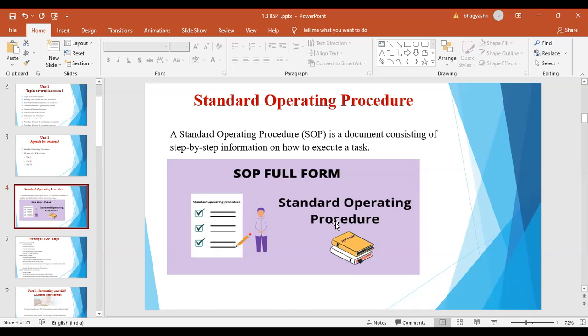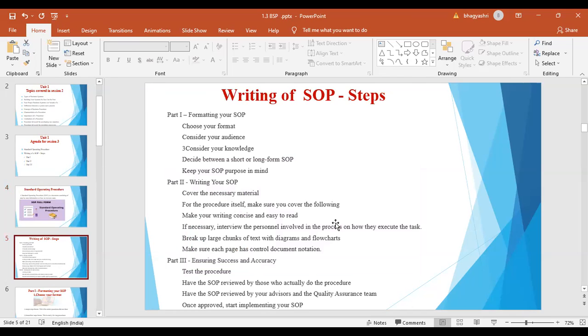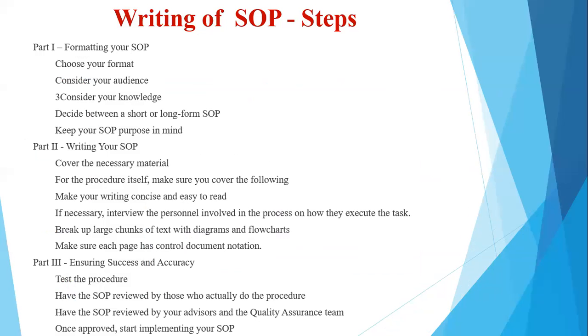So that's where we discussed that it is divided into three main parts. Yes, three main parts. That is formatting of the SOP, writing of the SOP, and ensuring success and accuracy with respect to the standard operating procedure that you have created.